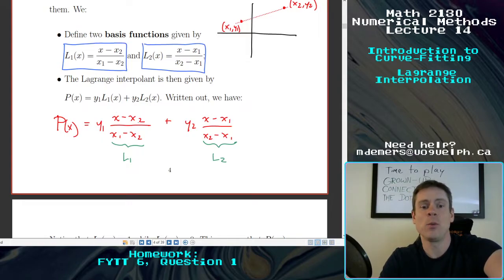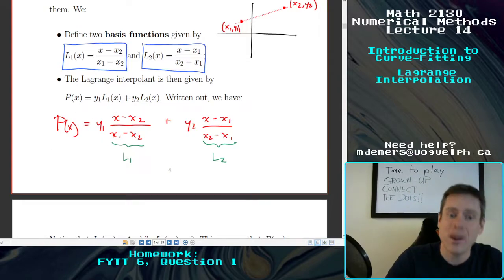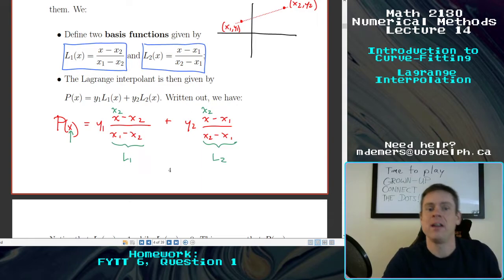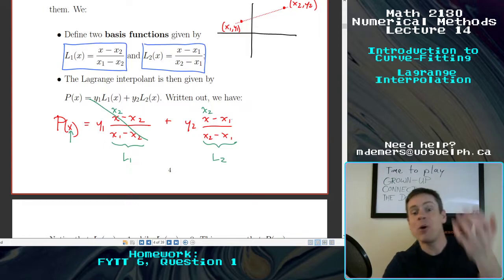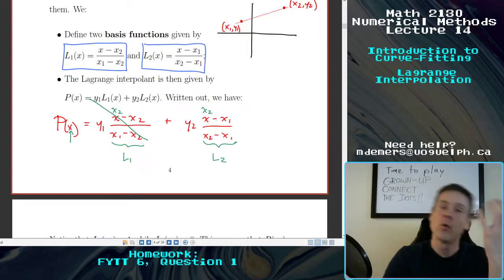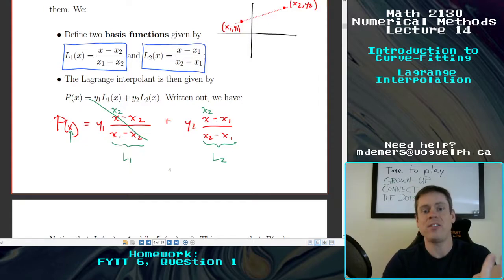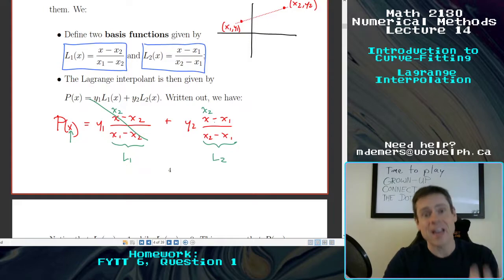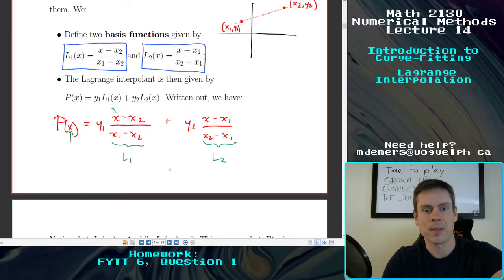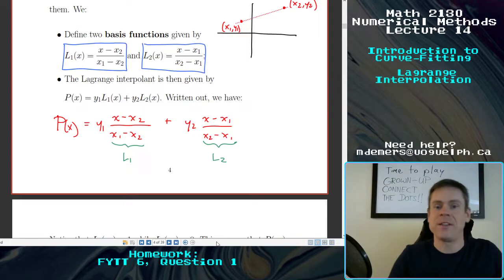Let's do the same thing with x2, so you can see the symmetry. If I put x2 in here, in the first ratio x2 minus x2 is 0, and that kills this term. In the second one, I get x2 minus x1 over x2 minus x1, and that is 1. I get 0 plus y2 times 1. In other words, when I plug in x2, I get out y2, and that's again what I need. I need x2, y2 to be a point on that curve. So that is the justification for building this whole thing.